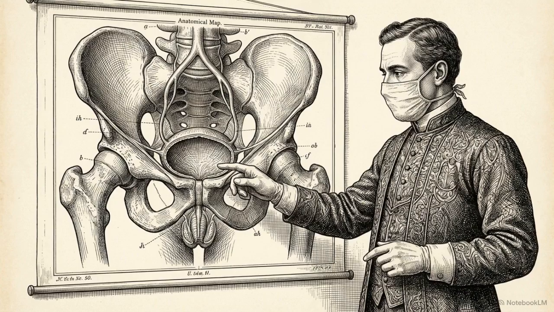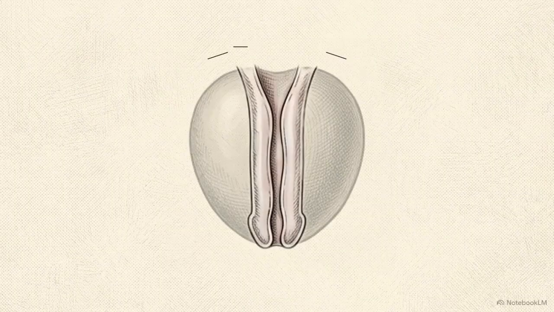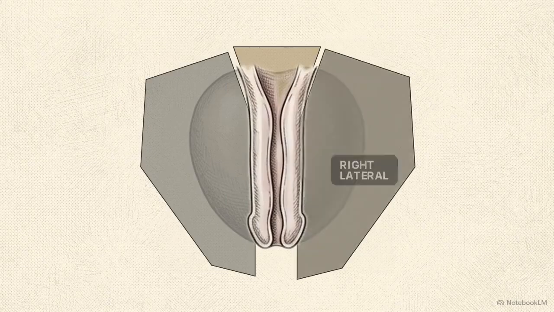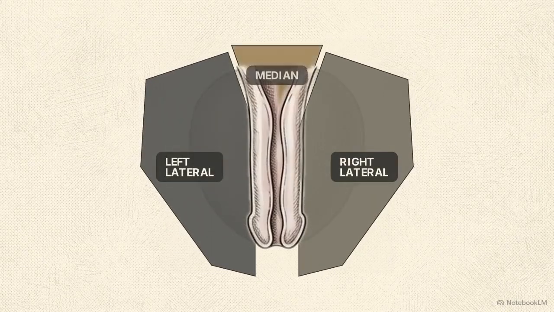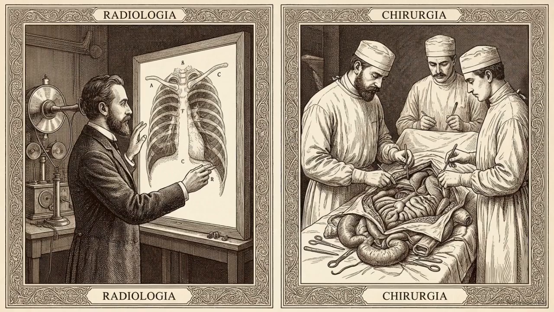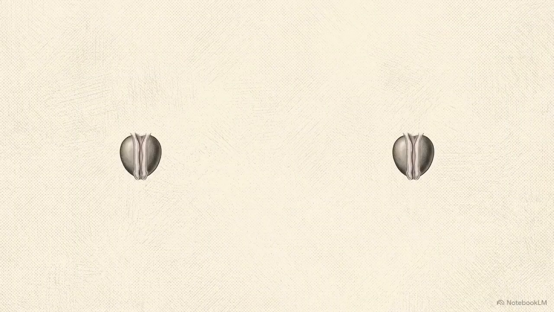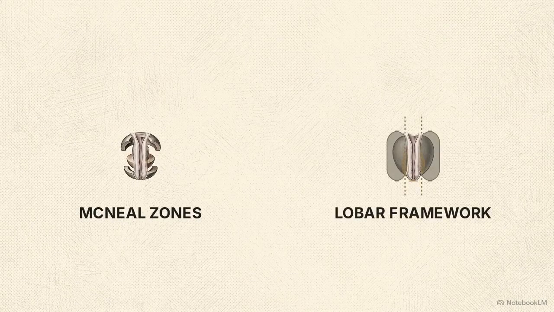However, the McNeil zones do not apply to all surgeries. Urologists rely on an older lobar framework, dividing the gland physically relative to the urethra into distinct right lateral, left lateral, and median lobes. To communicate effectively, a radiologist must code switch. They utilize the McNeil zones for pinpointing cancer locations, but adopt the urologic lobar framework when planning physical interventions for benign conditions.